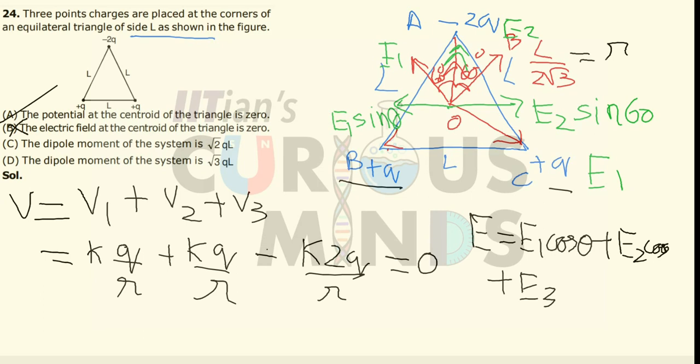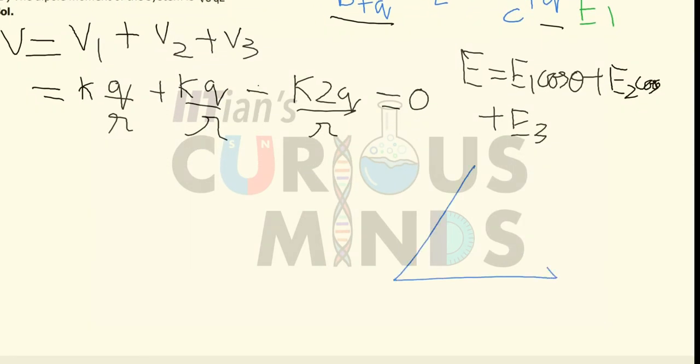Let us find out the dipole moment of the system. Either option C or D is correct. In order to find the dipole moment of the system, this is a positive Q charge and this is a positive Q charge. I will divide the negative 2Q charge into two parts, that is negative Q and negative Q. So the first dipole looks somewhat like this, in this direction: negative Q, positive Q, and the dipole moment goes from negative Q to positive Q.